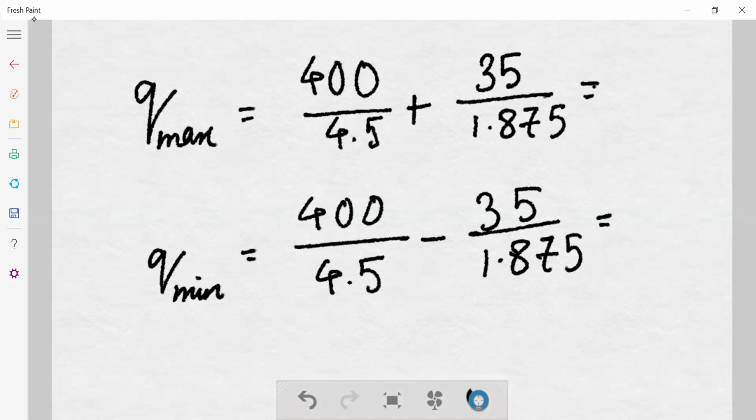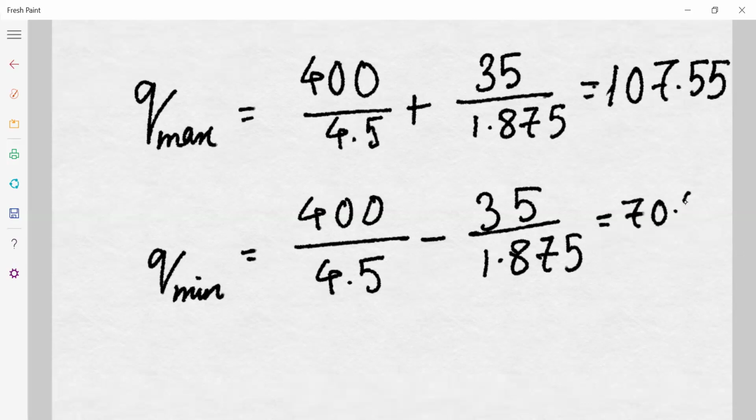So 400 by 4.5 plus 35 by 1.875, it becomes 107.55, and the minimum one is 70.22.